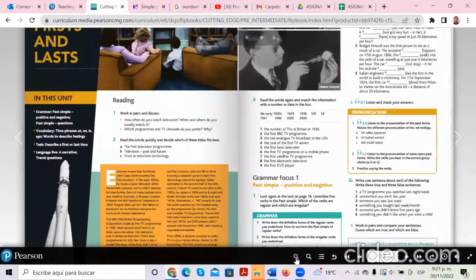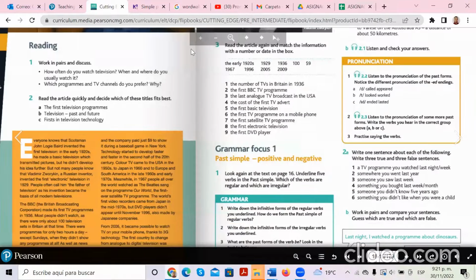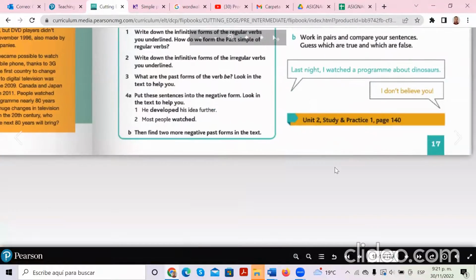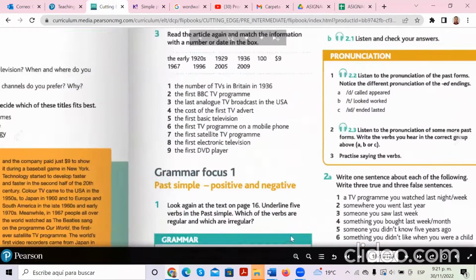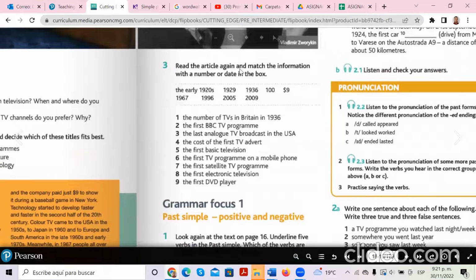And let's read this article. Okay, so page number 17. It says, read the article, exercise number 2. Read the article again and match the information with a number or date in the box. So we have these numbers or dates, the early 1920s.